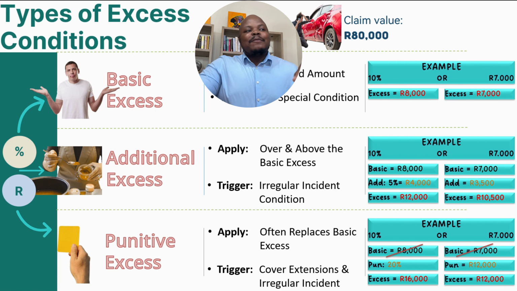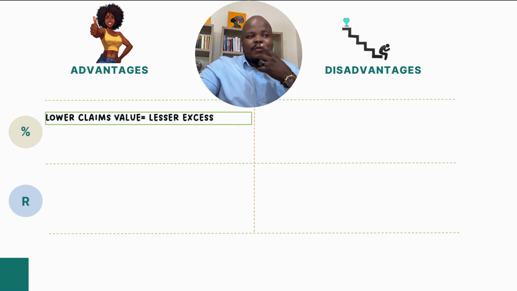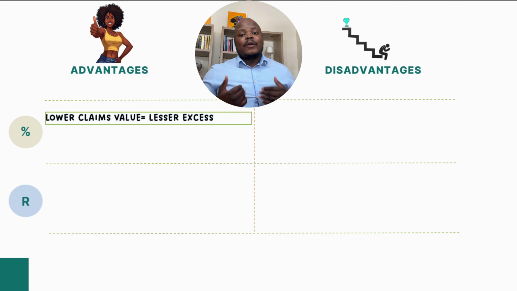So now that we understand the different types of excesses, let's look at the advantages and disadvantages of the types of excess values. I'll start with the percentage type of excess. The advantage is that lower claim values equal lesser claim excess, meaning the lesser you claim in terms of value, the lesser you're likely going to pay. However, we do know there is a minimum, but that's also a disadvantage because the percentage excess might make you pay an amount that would likely be a little bit lower than the amount you pay under a fixed excess.